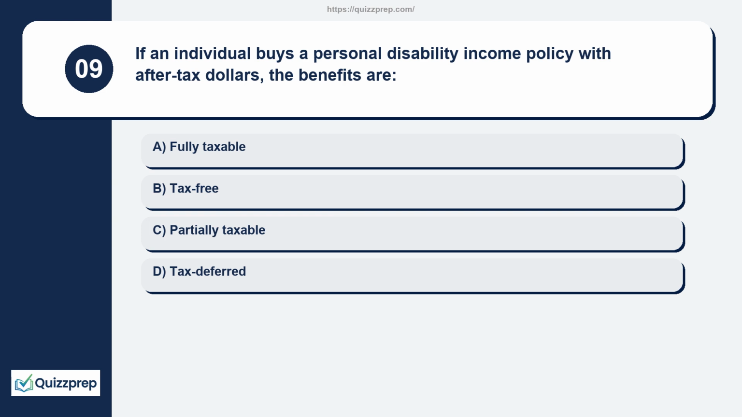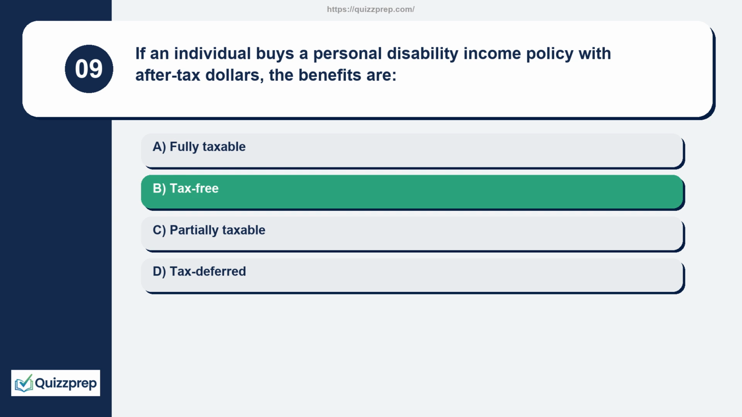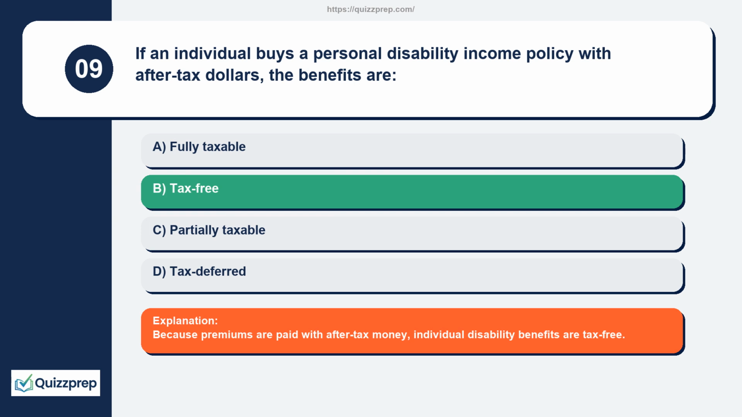Question 9. If an individual buys a personal disability income policy with after-tax dollars, the benefits are fully taxable, tax-free, partially taxable, tax-deferred. Because premiums are paid with after-tax money, individual disability benefits are tax-free.